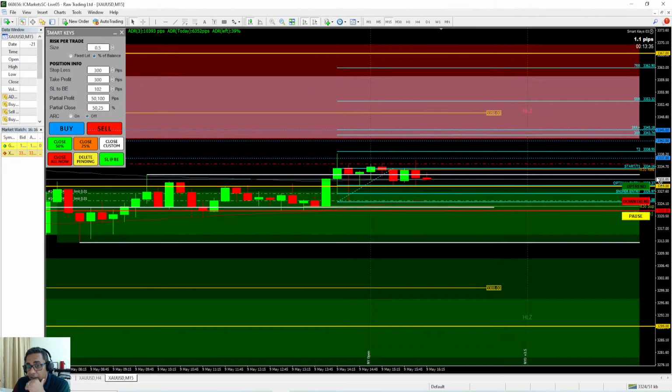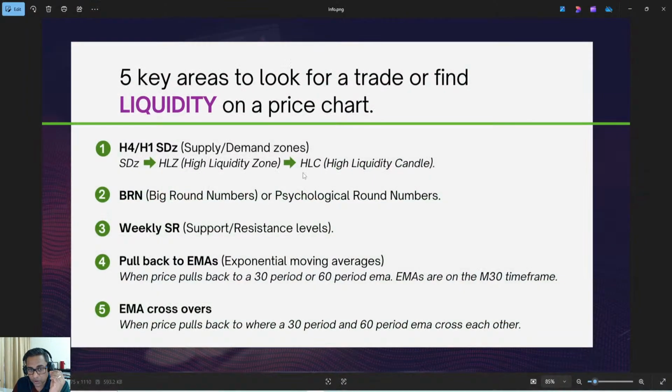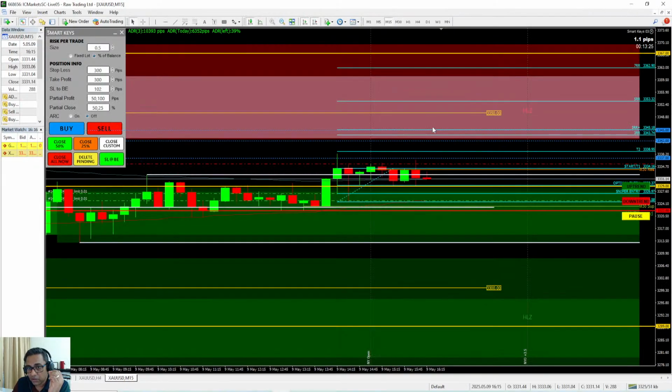The sell idea is very clear. Wait for 30-minute resistance to form from a liquidity level. It can be any one of these liquidity levels: a liquidity candle, a BRN, or even a weekly SR level up here. Wait for a 30-minute resistance to form, a 30-minute tradable back candle to close.